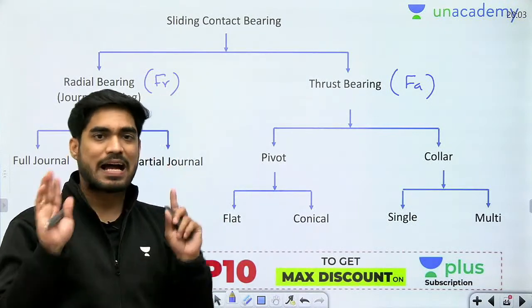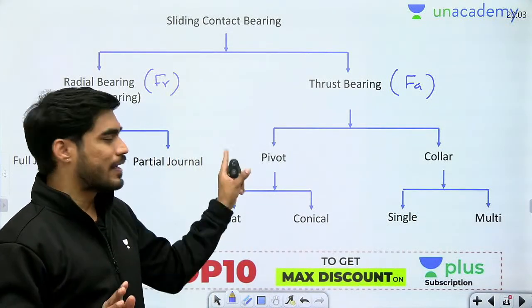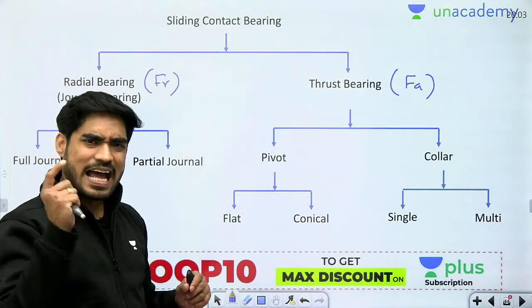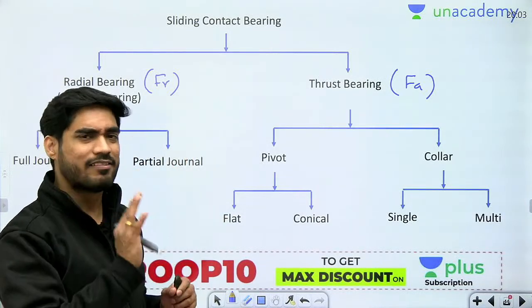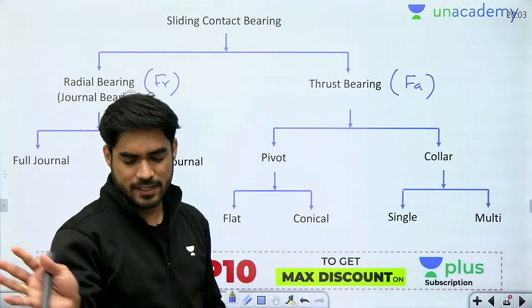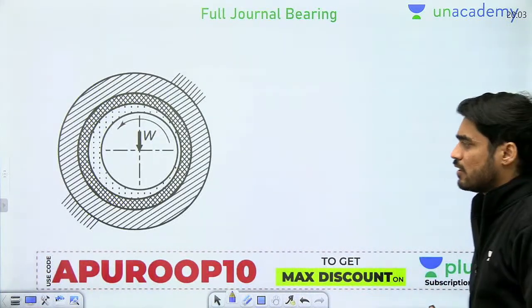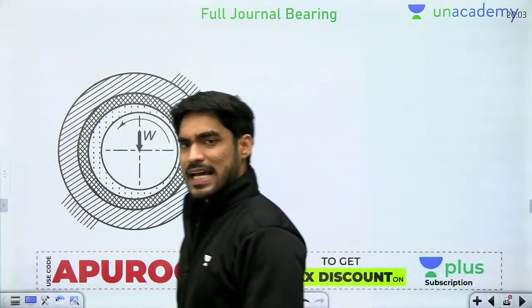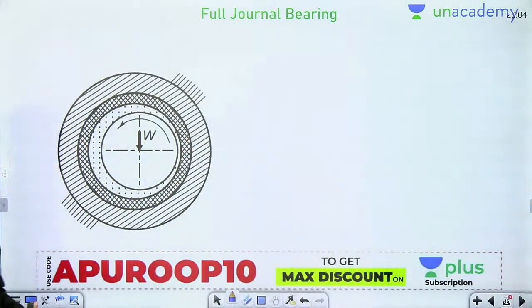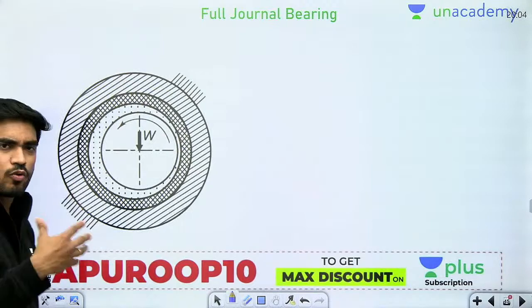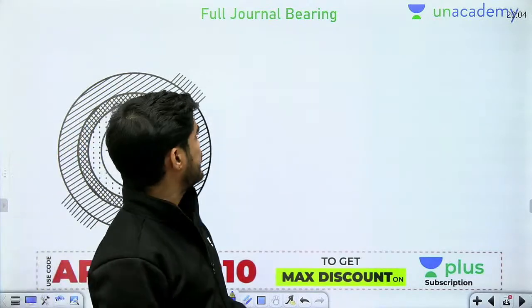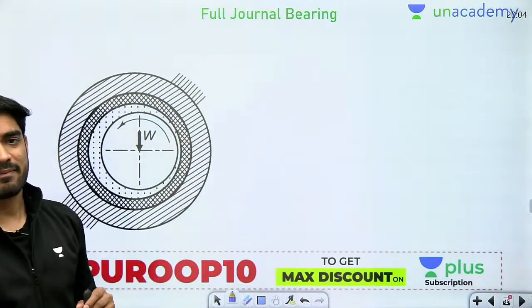But in order to have some idea what type of bearing is that, we will see the diagrams of these bearings. Quickly we will understand about these bearings through diagrams. Okay, तो एक एक करके पहले समझ लेते हैं. तो full journal bearing looks like this. Journal bearing means there is nothing but a sleeve over the shaft. What is the name journal? Journal मतलब क्या होता है?